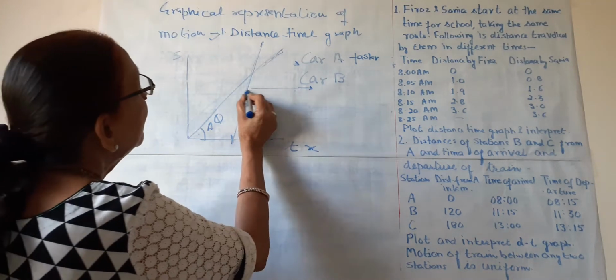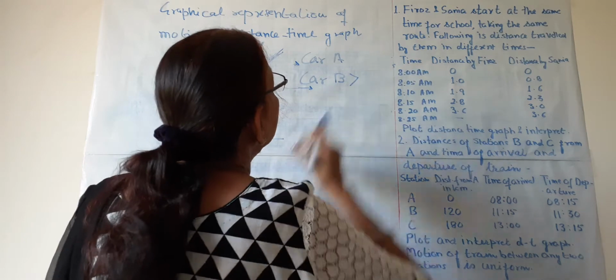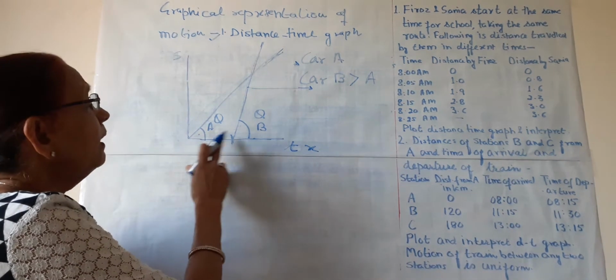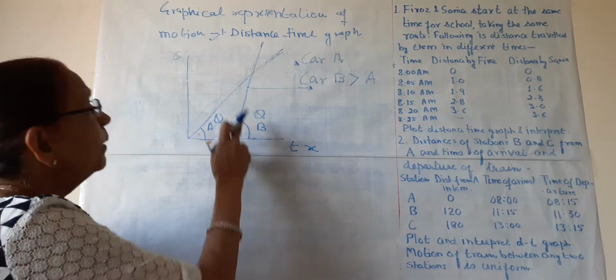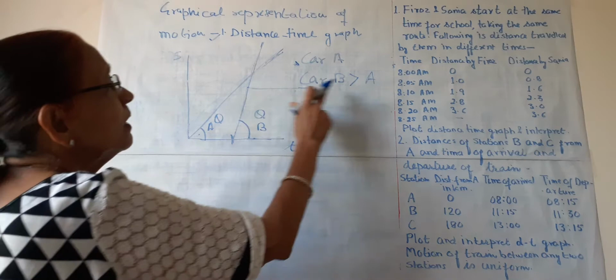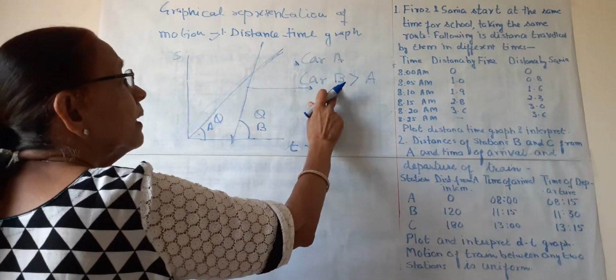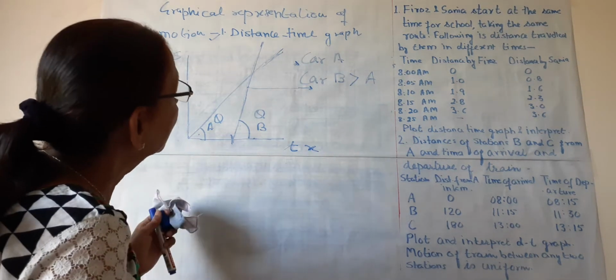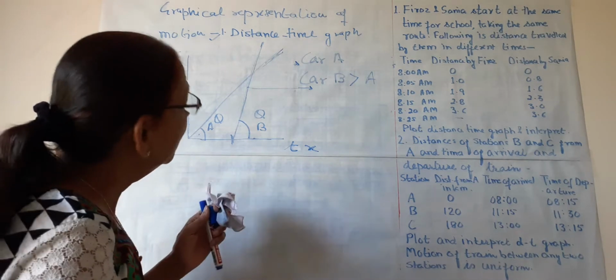The slope is bigger and car B is moving faster than A. Because A has a smaller angle and B has a bigger angle, B will have a bigger slope. When the slope is big, the speed will be more. In this case, B is running faster than A. So this is how we can compare the speed of two or more objects.